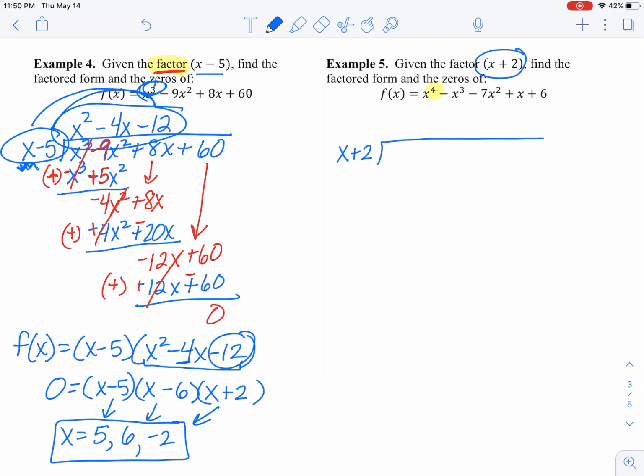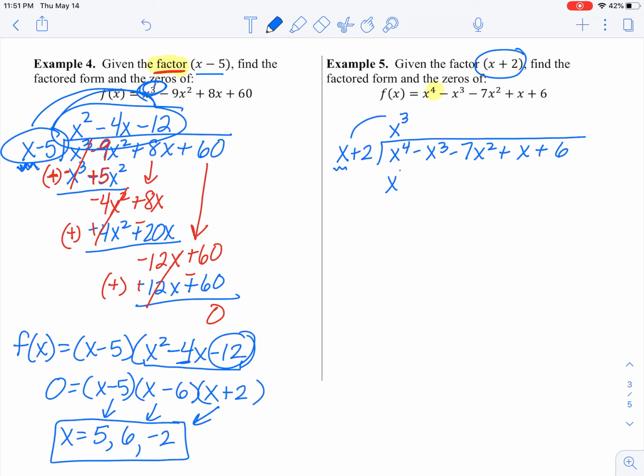So we're going to set up our long division. So we have x plus 2 divided into x to the fourth minus x to the third minus 7x squared plus x plus 6. And then we start the process. X times what will give me x to the fourth? Oh, that's x to the third. And then we distribute down through the divisor.